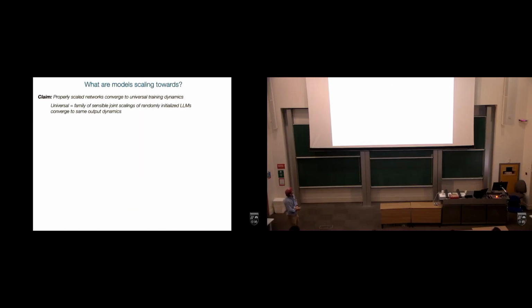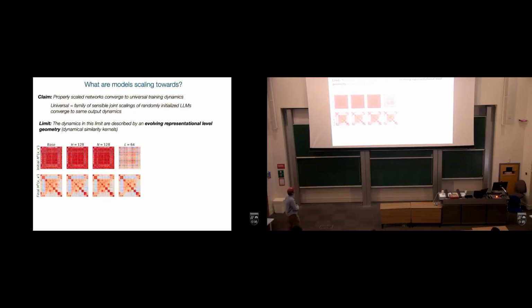Okay. So the claim is that if you properly scale a neural network, so if you properly scale the width and the depth and other architectural details and learning rates, there's a universality in this. In this talk, I'll describe what I mean by universal. A family of joint scalings of width, depth, and other things and learning rates can converge to the same kind of output dynamics as I take everything to infinity. The dynamics in this limit are described by what I'm going to call an evolving representational geometry. These are the correlation matrices that I talked about yesterday. These are feature data-data correlations in the hidden residual stream of a transformer.